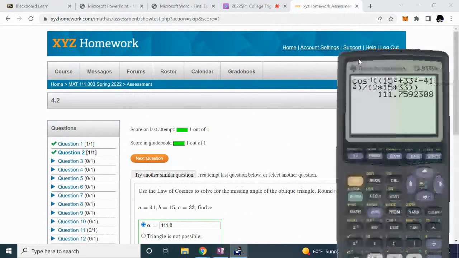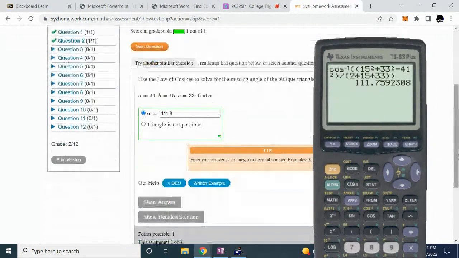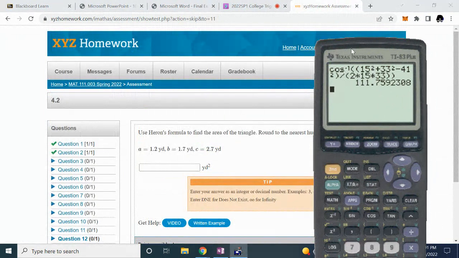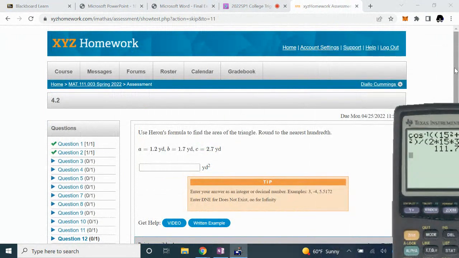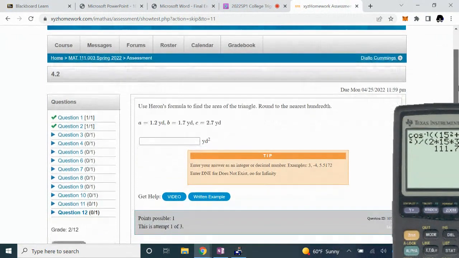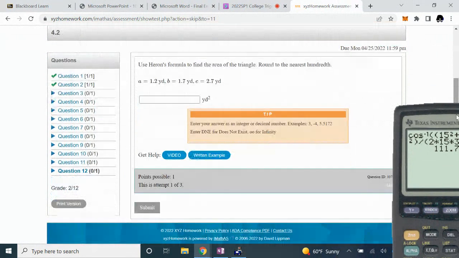And I believe the very last problem deals with that. Okay. It says use Heron's formula to find the area of a triangle, and here we're asked to round to the nearest hundredths. We're given that A is 1.2, B is 1.7, and C is 2.7.